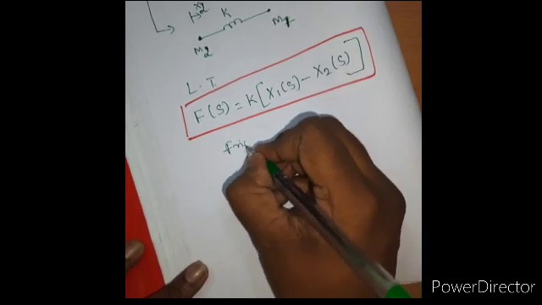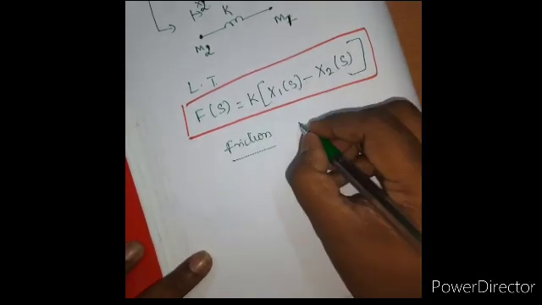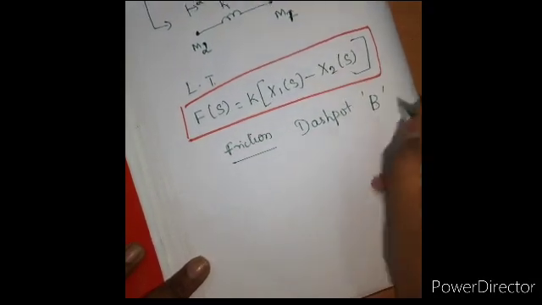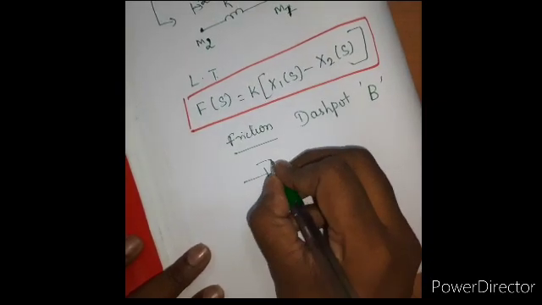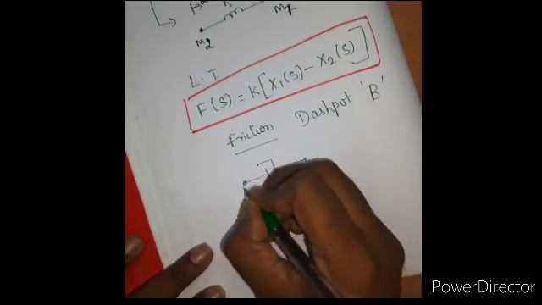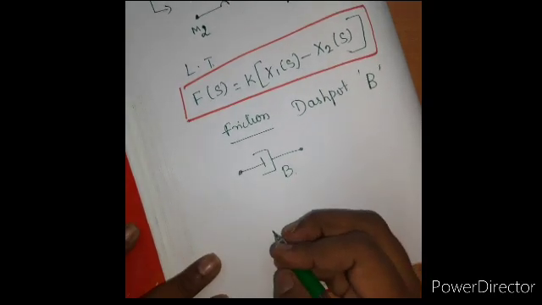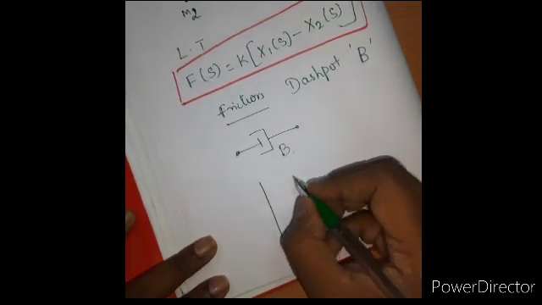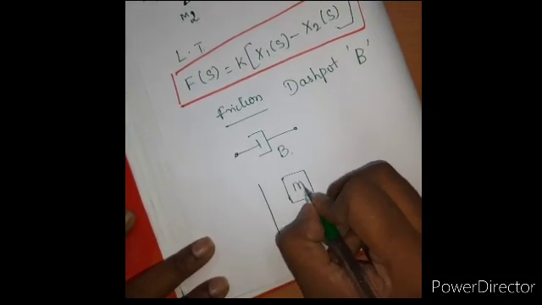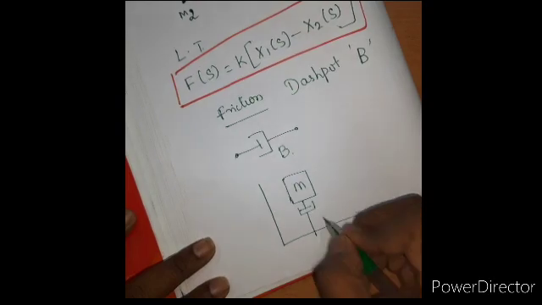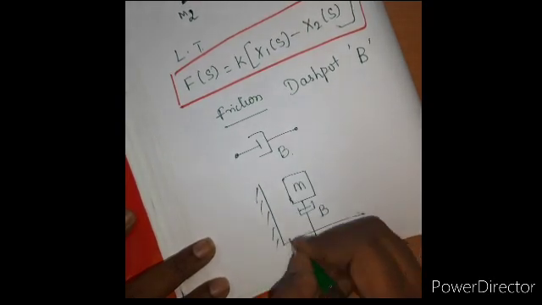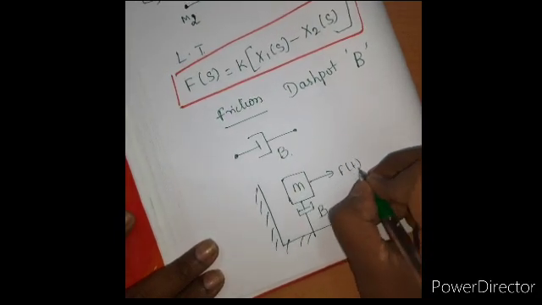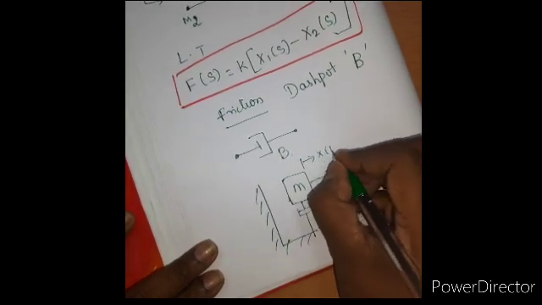Now the last one is friction. I told you friction is obtained by using a dashpot and it is represented as B. Okay, it is symbolically represented like this. This is my dashpot B. This also cannot be used alone. It will be used along with the mass itself. Here mass is there. Here I am going to use a dashpot B connected to a fixed object. When I apply a force F of t, I will get a displacement of x of t.